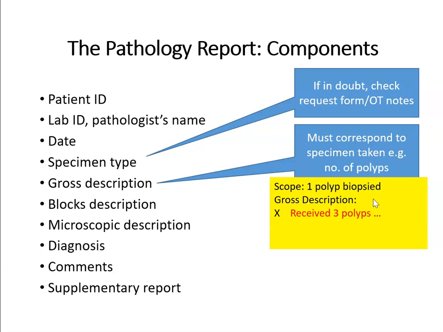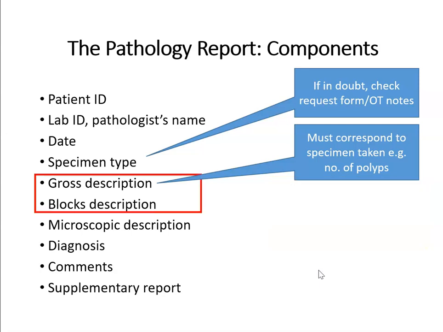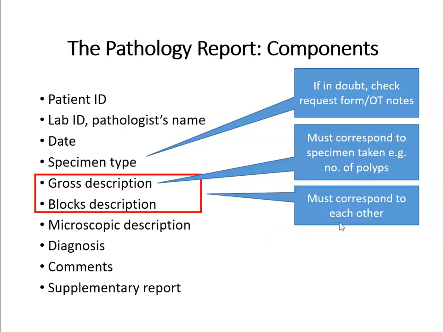However, we receive 3 tissue fragments. So instead of mentioning that we receive 3 polyps, it is more accurate to mention that we have received 3 polypoid tissue pieces, because sometimes the single polyp may actually break apart. So this mainly reflects the importance of having the gross description correspond to the actual procedure that is being done or the procedure findings.